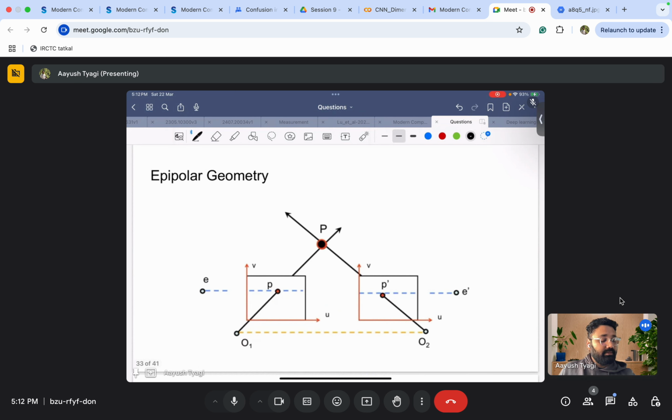Okay, so next we'll be moving toward epipolar geometry. Have you seen the lectures on epipolar geometry? Because the things I'm going to discuss will depend on that.